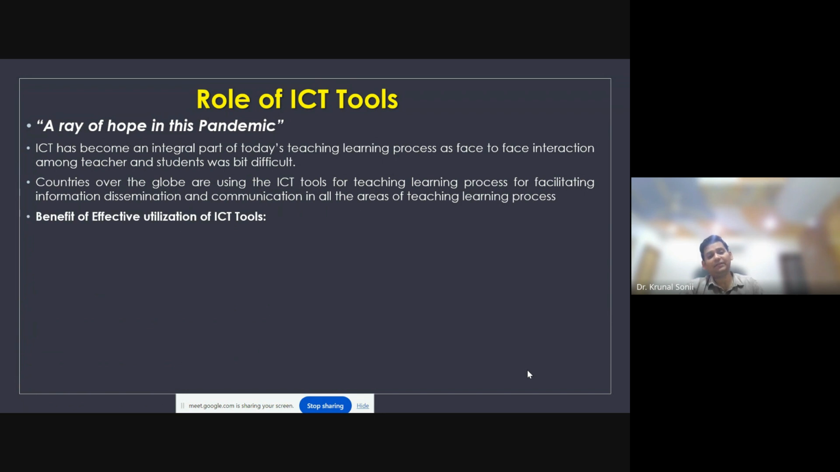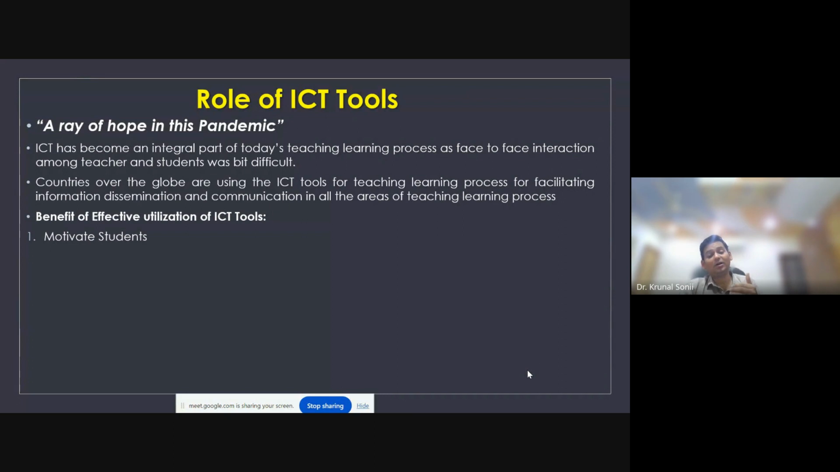So what are the benefits of effective utilization of such ICT tools as a part of the teaching-learning process in higher education institutes? That brings quality of education to society. So how is it? First, it motivates the students. Why does it motivate the students?